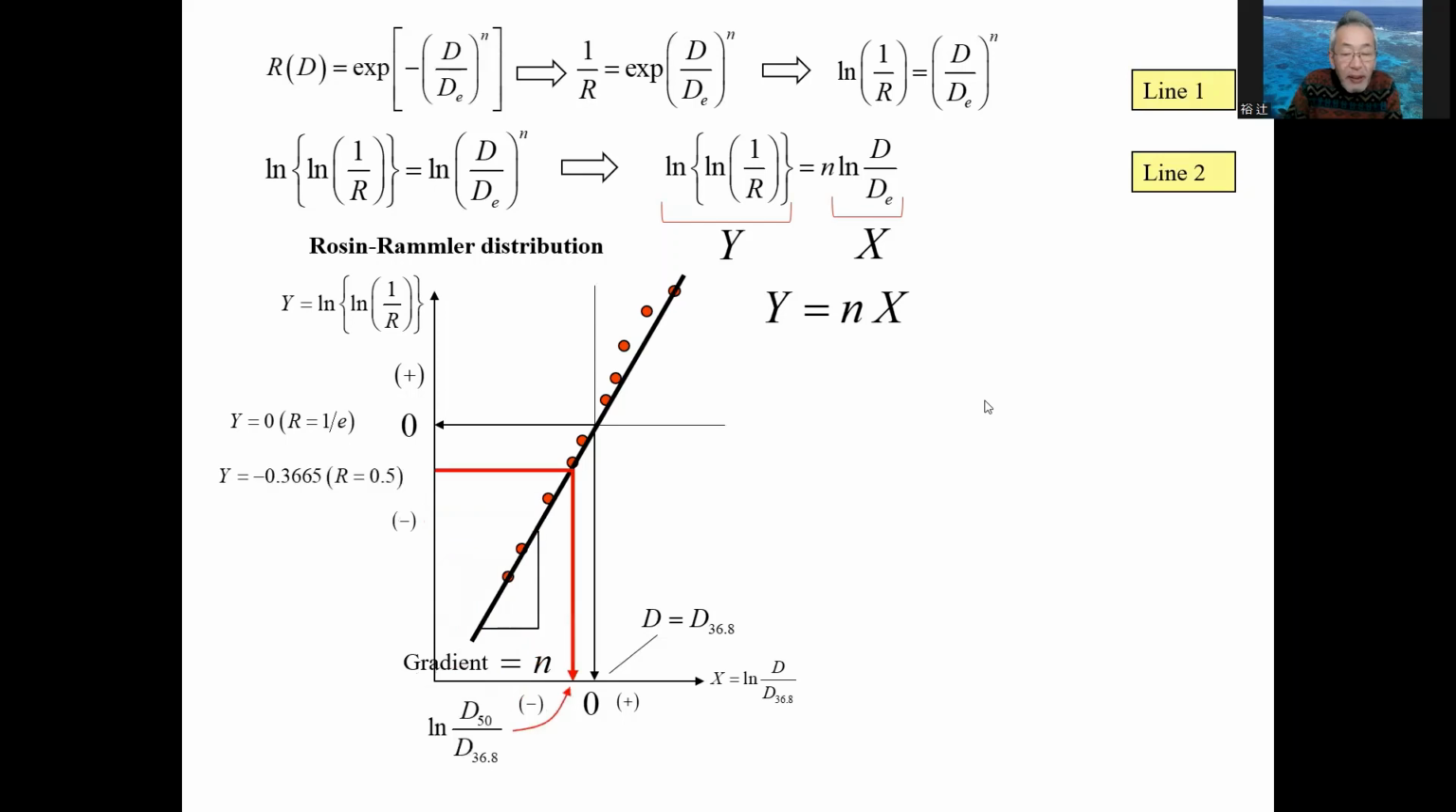If you want to find median diameter d50 from this graph, you should find y corresponding to R equals 0.5. Then y is found to be minus 0.3665. The median diameter d50 can be obtained by reading x corresponding to this y value and by converting it from logarithm to real number.